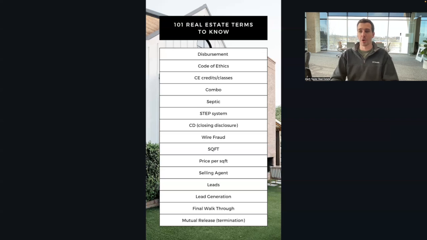Mutual release or termination. So this is, unfortunately, we have to cancel the deal. All parties sign off on a mutual release and cancellation form. That way there is no down the road, somebody says, well, I never agreed to terminate that deal. It's mutually released. Everybody's agreeing to terminate the contract that we're under contract with and move along and go their separate ways.